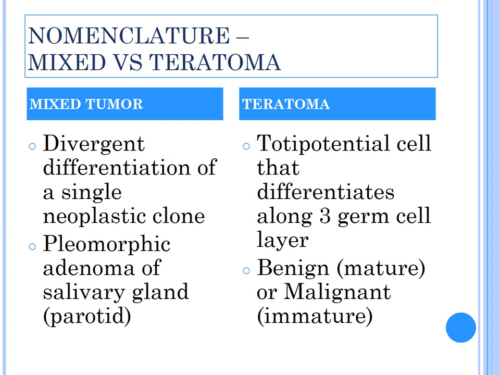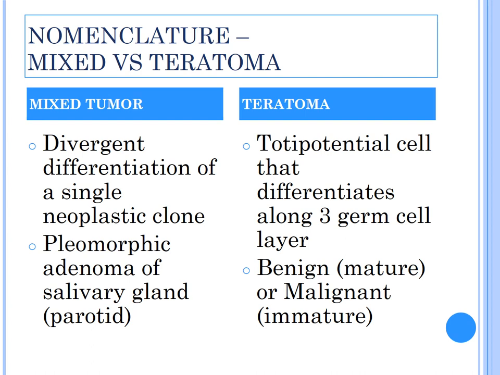differentiation of that clone. Now, this is also halo-halo because you have different types of tissue, but it did not arise from a single cell. It arose from a totipotential cell. Now, what is a totipotential cell? It is a cell that has the possibility of differentiating into different types of cell.